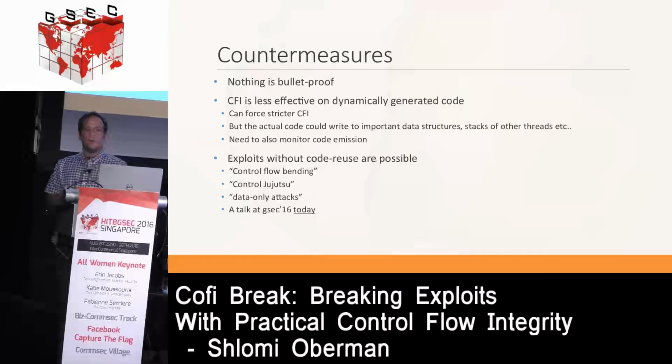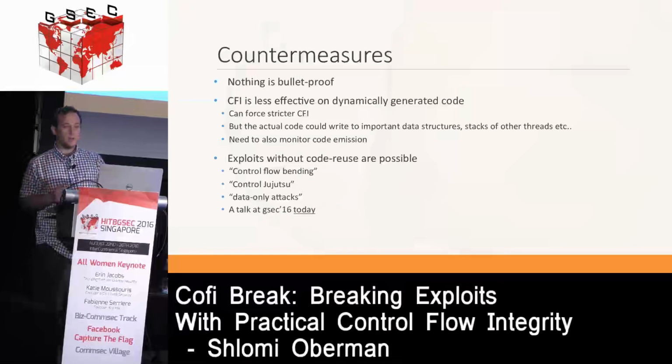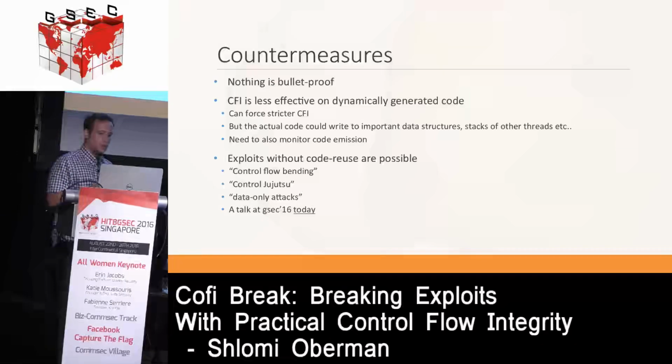A little bit about countermeasures, or how attackers will bypass these types of solutions. So, as I said, CFI is somewhat less effective on dynamically generated code, because we don't actually know what the code looks like, because someone may be emitting code that does malicious stuff without breaking control flow integrity. And also attacks without code reuse are possible. I believe there's another talk later on today that talks about a similar exploit. There has been some work on control flow bending, on how to bypass control flow integrity solutions using only data modifications.